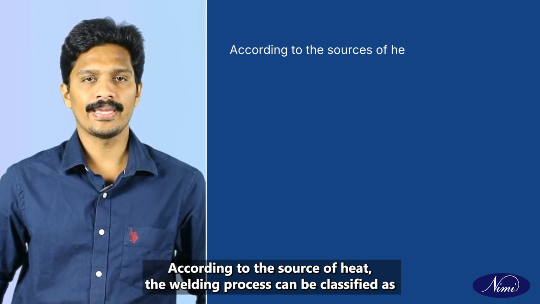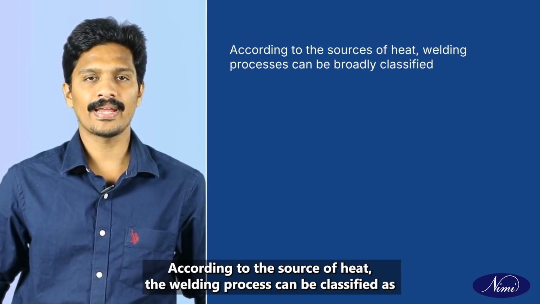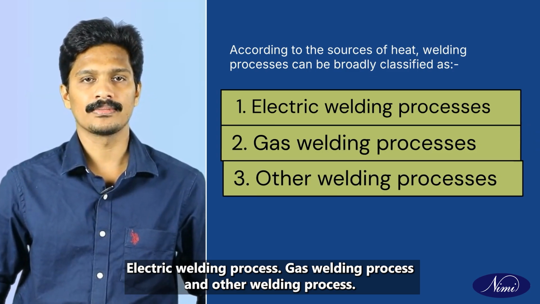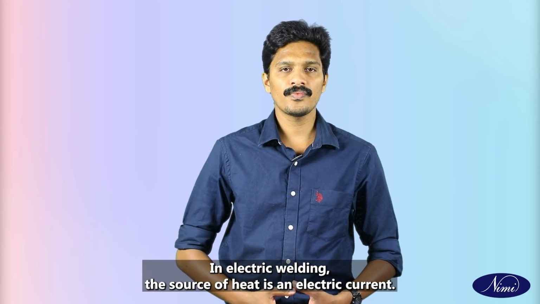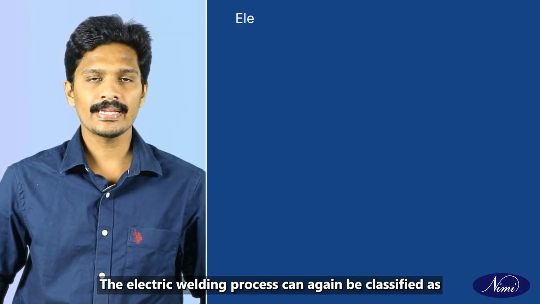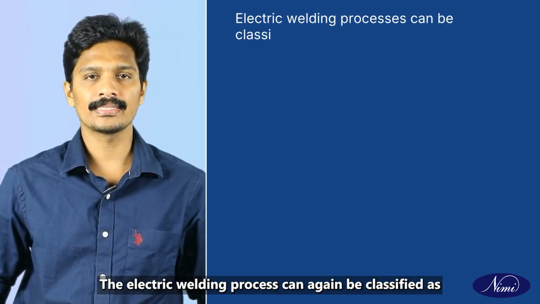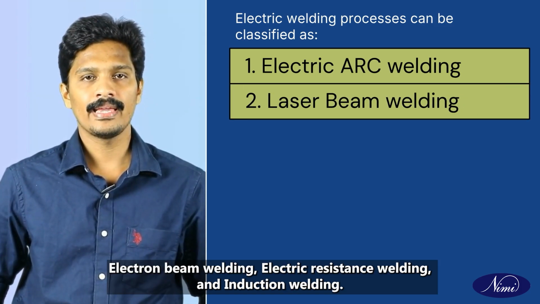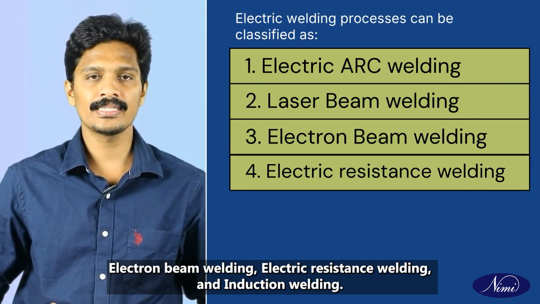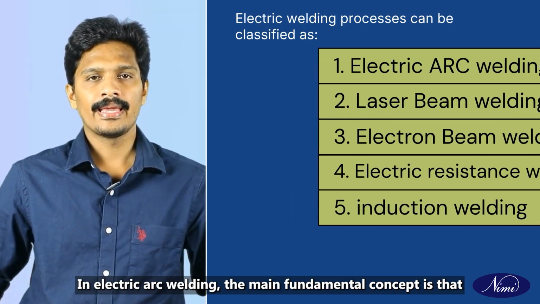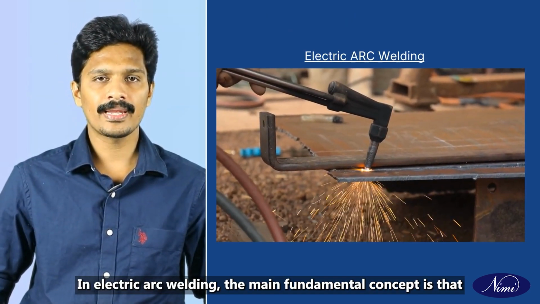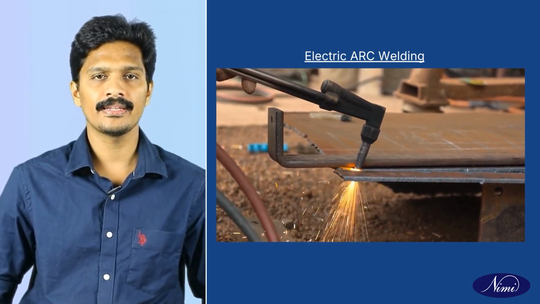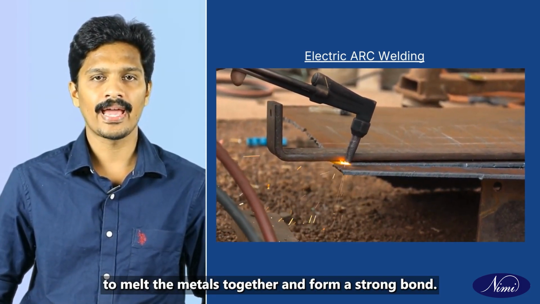According to the source of heat, the welding process can be classified as electric welding process, gas welding process and other welding process. In electric welding, the source of heat is an electric current. The electric welding process can again be classified as electric arc welding, laser beam welding, electron beam welding, electric resistance welding and induction welding. In electric arc welding, the main fundamental concept is that an electric arc generates sufficient heat to melt the metals together and form a strong bond.